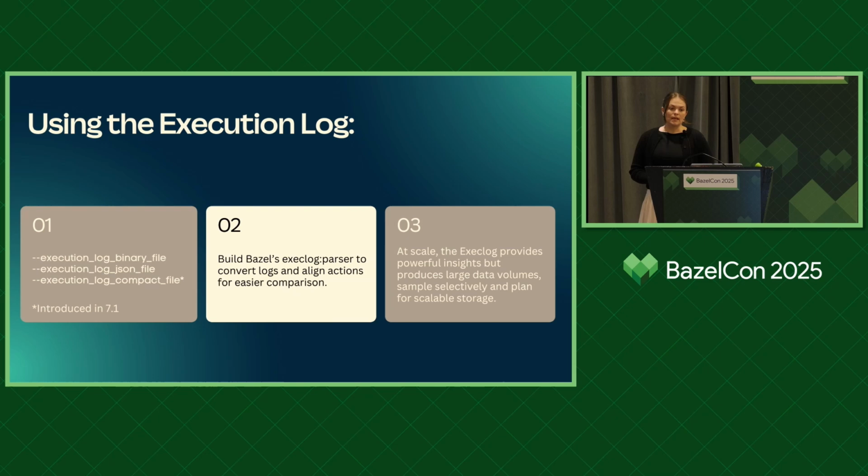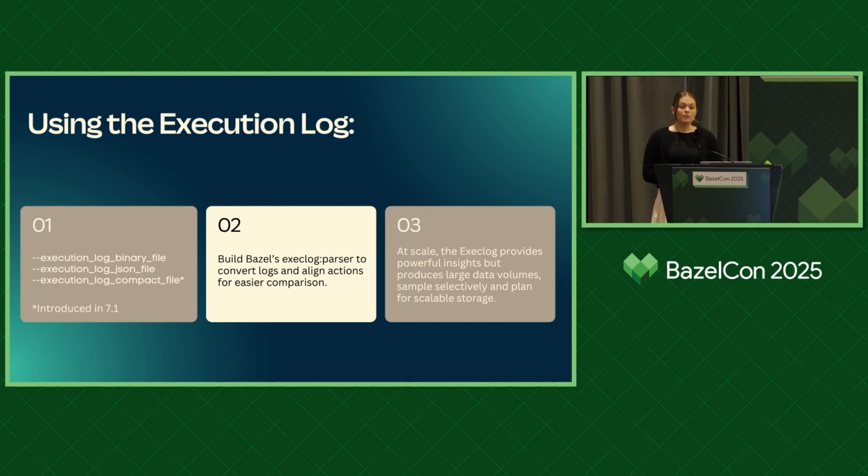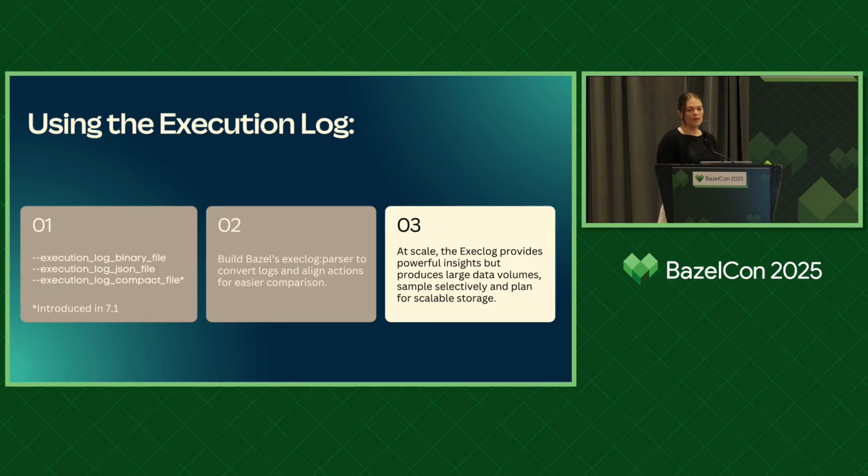To make sense of exec logs, Bazel also provides a parser, but you have to build it from source. So you can then use this to convert logs into a human-readable format, and the parser aligns actions between two builds, making it great for comparing two different builds. The log format is extremely verbose, and we have actually learned that the hard way.